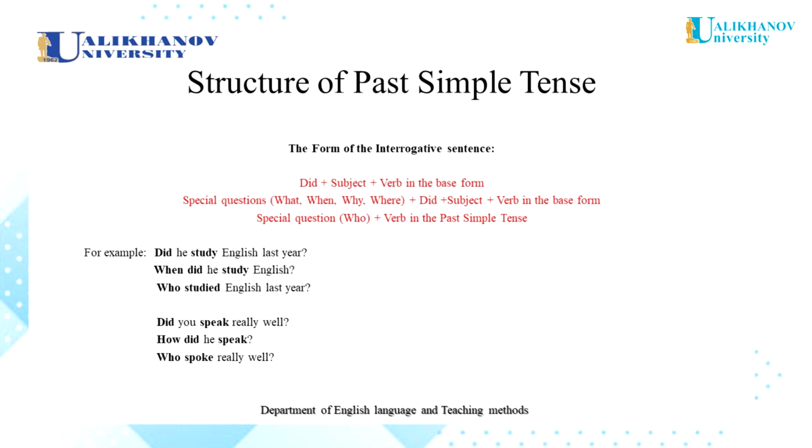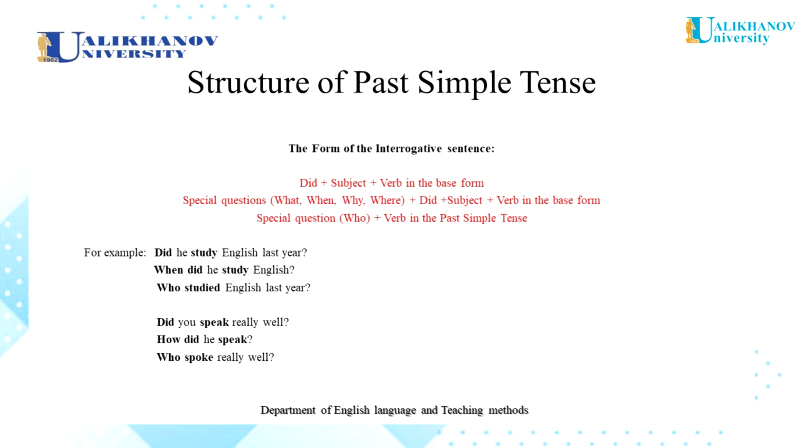To form the special question, you must put some special words what, when, why, where on the first place. On the second place will be the auxiliary verb did. On the third place will be the subject of the sentence, and on the fourth place will be the verb in the base form. For example, when did he live in England? How did you speak English?